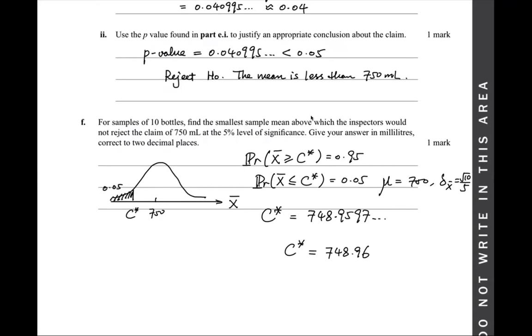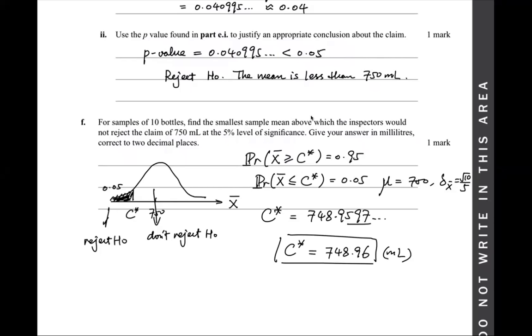Corrected to 2 decimal places, C star is 748.96. Well, we do follow the normal rounding because if we round it down, it will be in the black region. In the black region, our action is reject H naught. In the white region, we do not reject the null hypothesis. That's why we can naturally round it up and give it to 2 decimal places.